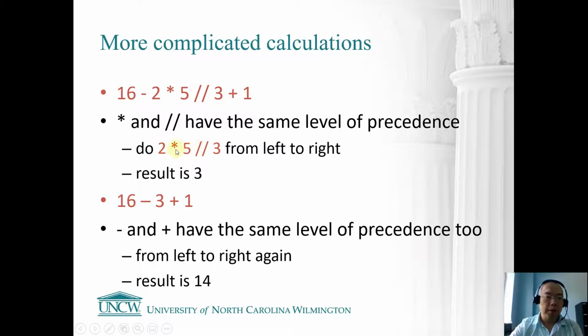And then for the multiplication and the floor division, they are on the same precedence level, so we process from the left side to the right side. So 2 multiplied by 5, we got 10, and 10 floor divided by 3, we get a 3. So 16 minus 3 and plus 1. Subtraction and addition are on the same level. So again, we process from the left side to the right side, and eventually we got a 14.